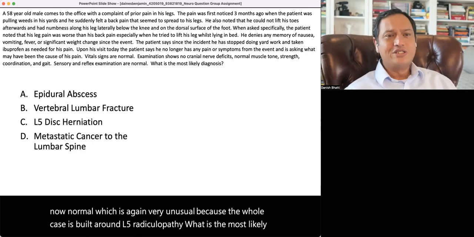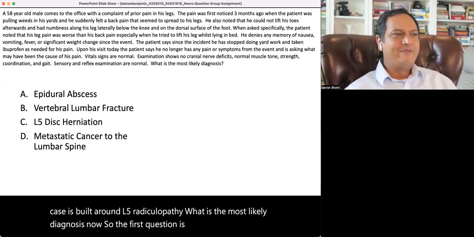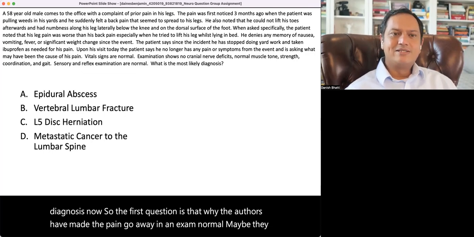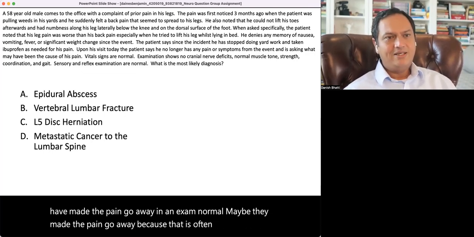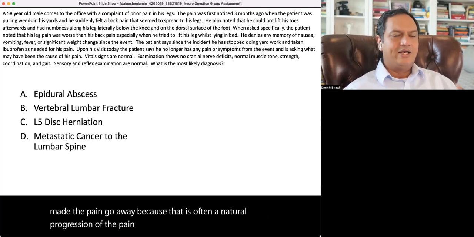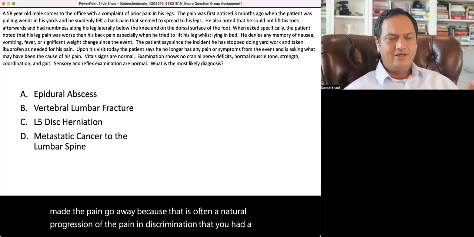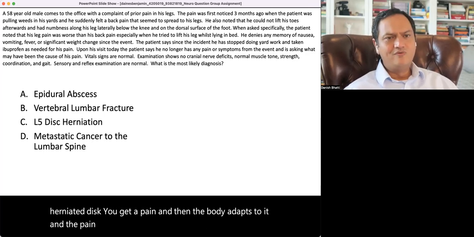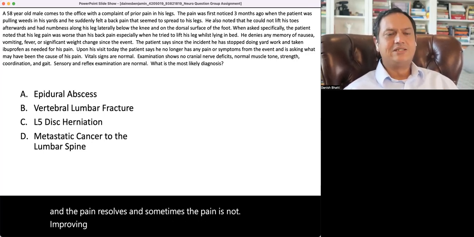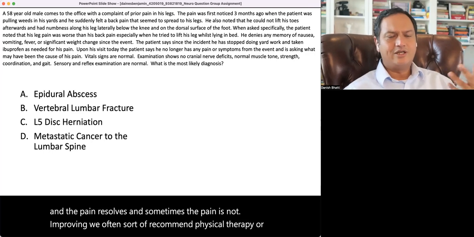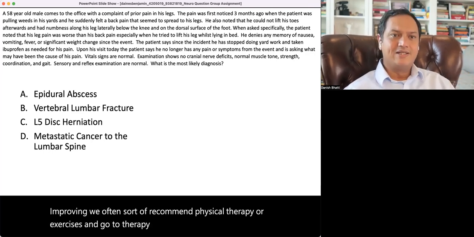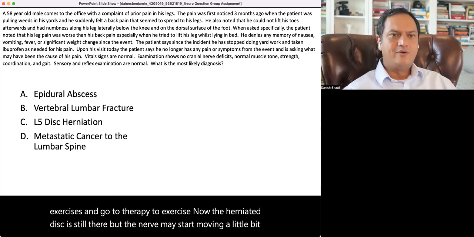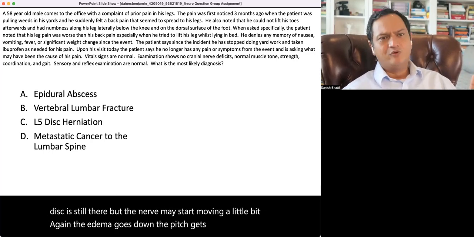Now, the first question is why the authors have made the pain go away and the exam normal. Maybe they've made the pain go away because that is often the natural progression of the pain in disc herniation. You had a herniated disc, you get a pain, and then the body adapts to it and the pain resolves. And sometimes if the pain is not improving, we often recommend physical therapy or exercises. So go do therapy, do exercise. Now the herniated disc is still there, but the nerve may start moving a little bit again. The edema goes down, the pinch gets better, and the pain improves.